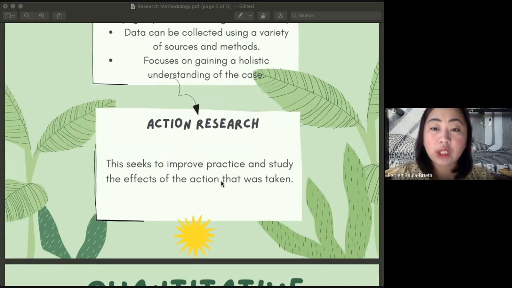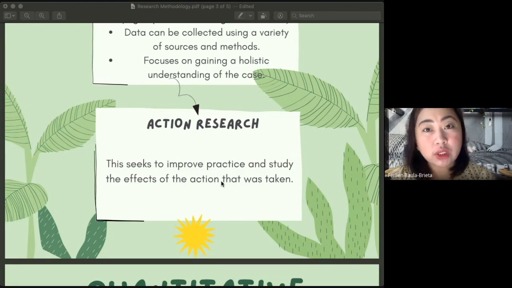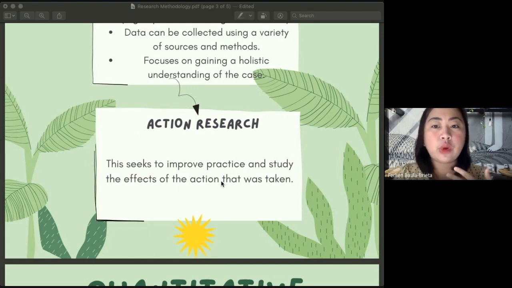Another type of qualitative research is action research. As mentioned, this is a type of research that has an output. Action research seeks to improve practice and study the effects of the action that has been done or performed. You can make an action plan as your output, or you can do an intervention and you can apply participatory action research, where people or your respondents will really perform the action plan that you have created.